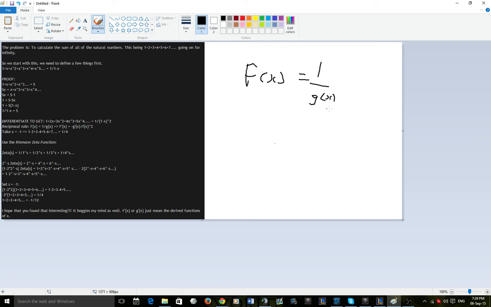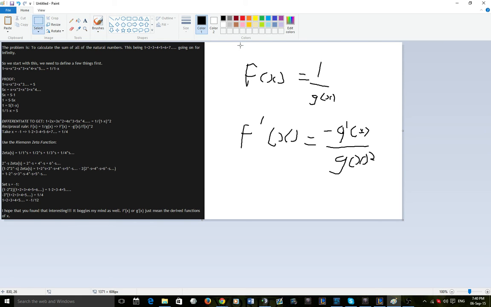So if f of x equals 1 over g of x, then f dash, that just means derivative, the result from differentiating, of x equals negative g dash of x, the derivative of the second function, over g of x squared. Now, why? It's the product rule and the chain rule, so don't worry about that one, lads. So negative derivative of g of x over g of x squared.